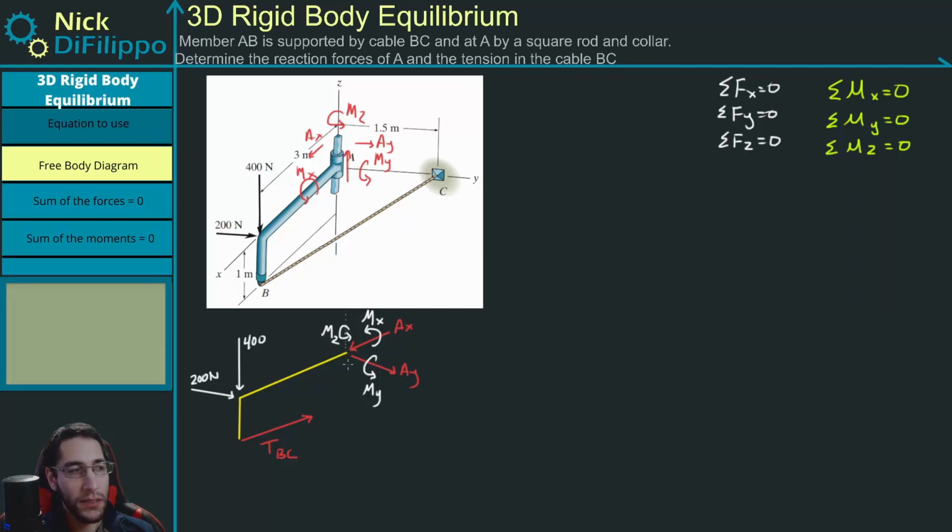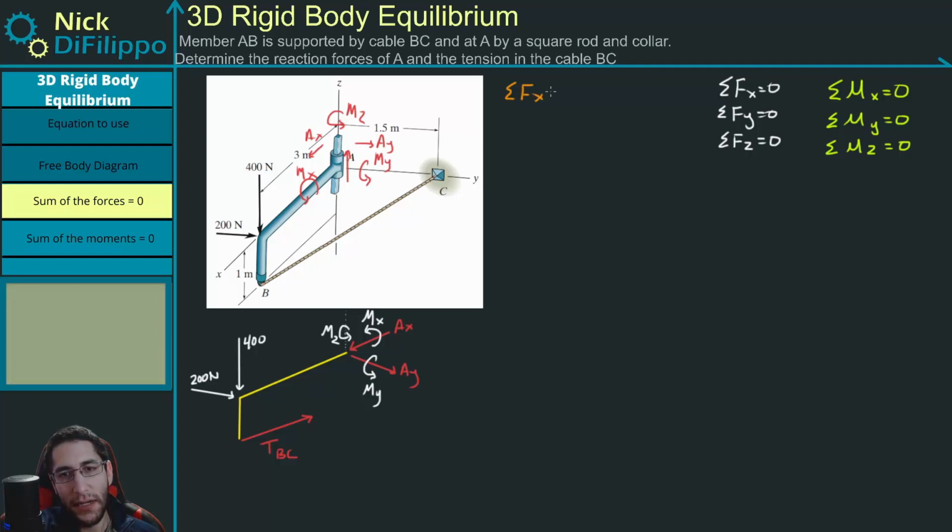Okay, so now I've drawn my free body diagram. I have all my forces. I need to now sum the forces in the x direction, so let's start with that. If I sum the forces in the x direction, this is equal to 0. Well, the easiest one to do is this Ax, right? I have an Ax force. It's in the positive x direction. So I'm going to have Ax.